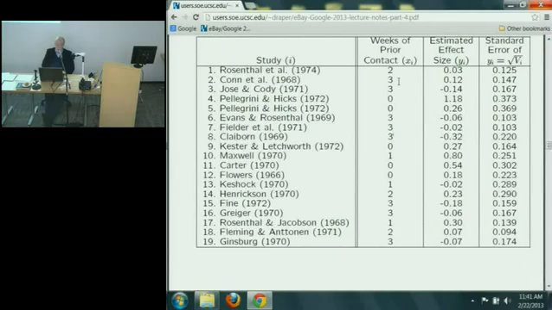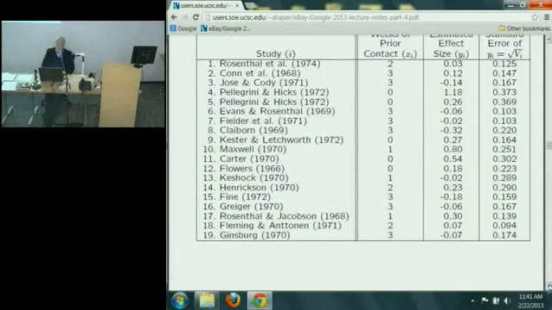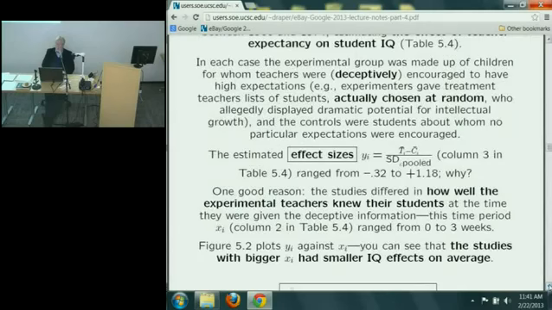Let's see. So we have 1, 2, 3, 4, 5, 6, 7, 8 studies with 3 weeks of prior contact. 1, 2, 3, 4, 5 studies with 0. 1, 2, 3 with 1, and only 2 with 2. So we have actually by accident a reasonably good design for the purpose of estimating this regression.